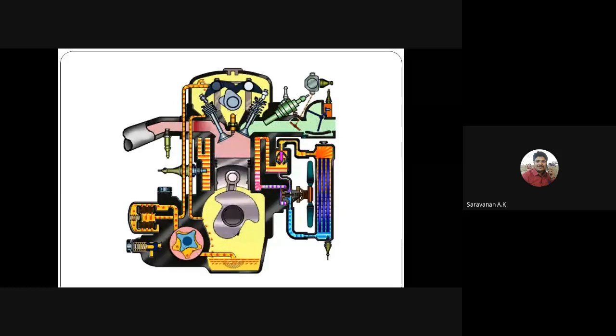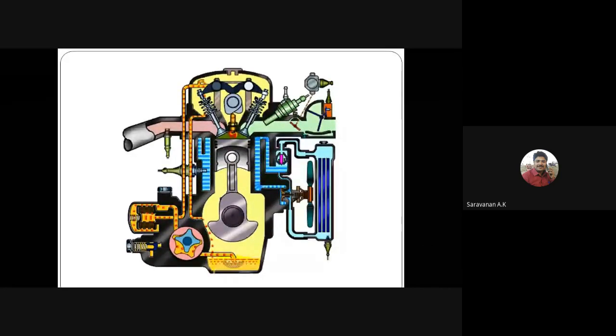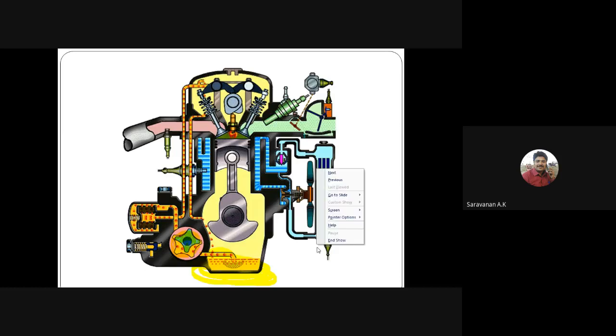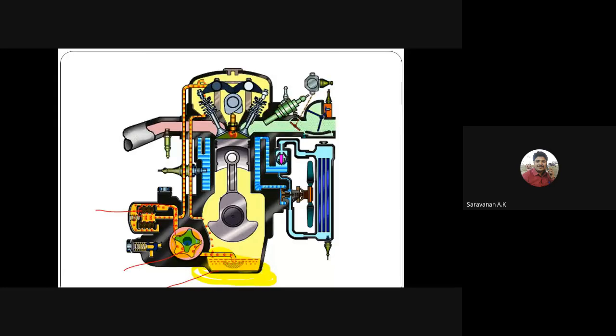So here you can see the oil sump, right? At the bottom of the engine, the oil sump will be there. The oil will be pumped by the G rotor. This is an oil pump, and this is the oil sump. Then this is a filter. The oil will be pumped, filtered, and goes to the engine.